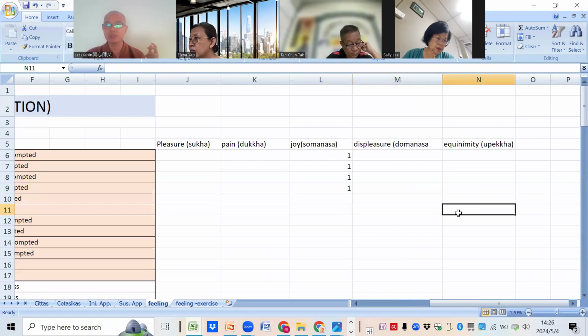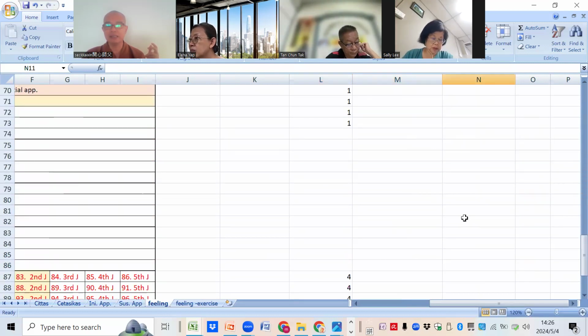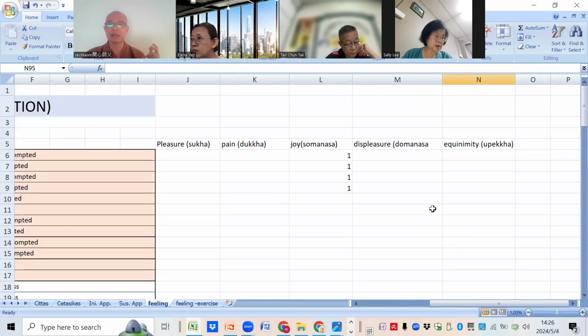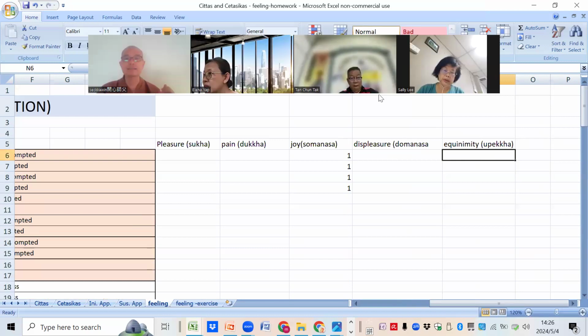And lastly, we have displeasure and equanimity. Today's lesson, we will try to go through displeasure and equanimity. So this is the exercise.